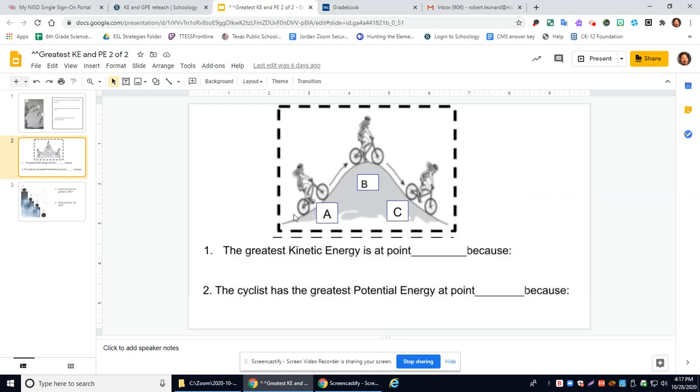But if she hits this hill with some speed and goes up just from her kinetic energy, she would have the same amount of kinetic energy going down the other side. The second question, at what point does she have the greatest gravitational potential energy? The answer to that is B.